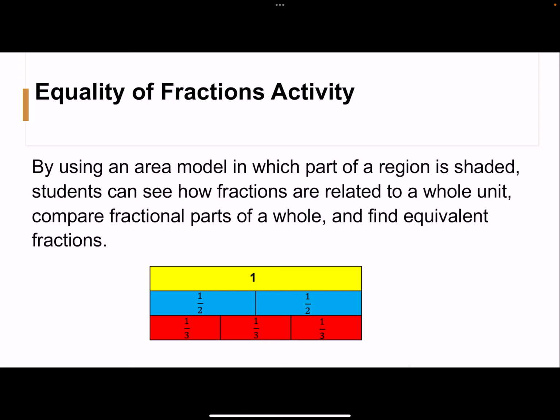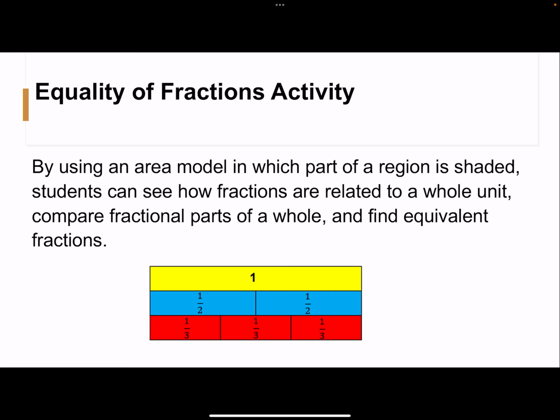As I've drawn right here, we see that 1 represents 1 whole, and I have divided that into 2 equal parts. 2 equal parts means that I have a denominator that's going to be 2. So I've shaded this in blue to recognize 1/2 and 1/2. So this is really good to let students know how to compare fractions if they're equal. You can see that 1/2 is equal to 1/2 and that 2 halves make a whole.